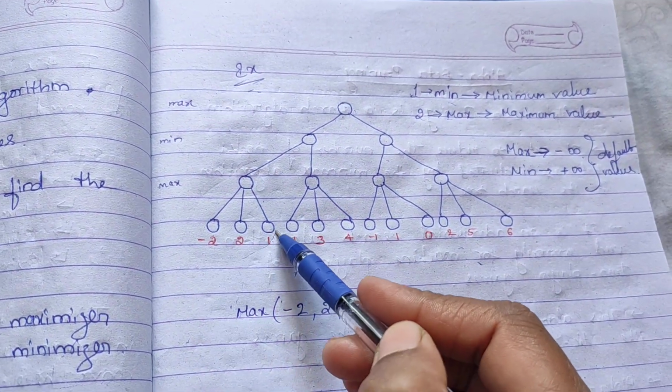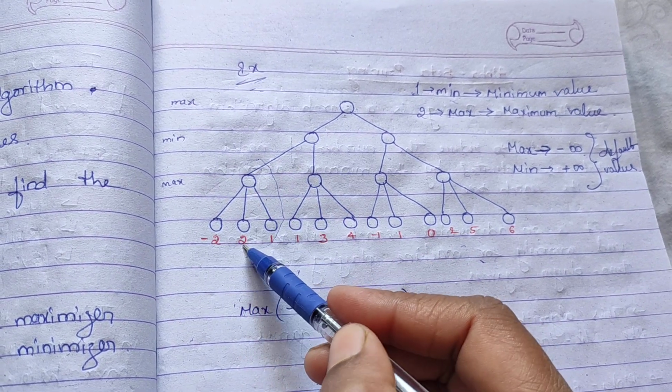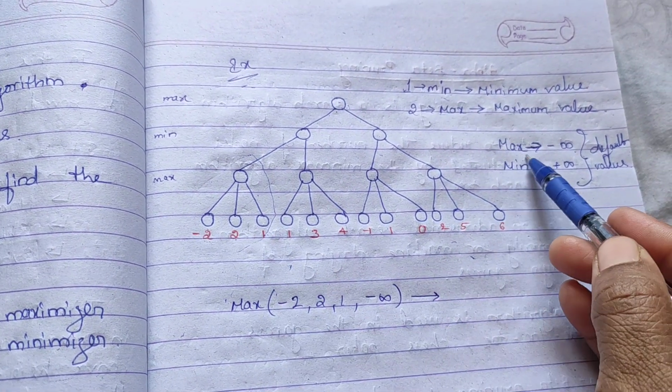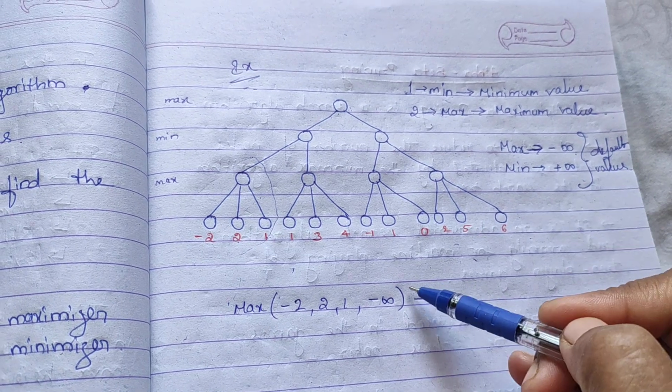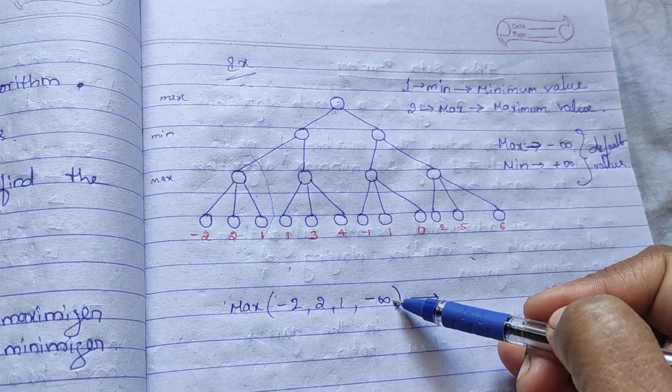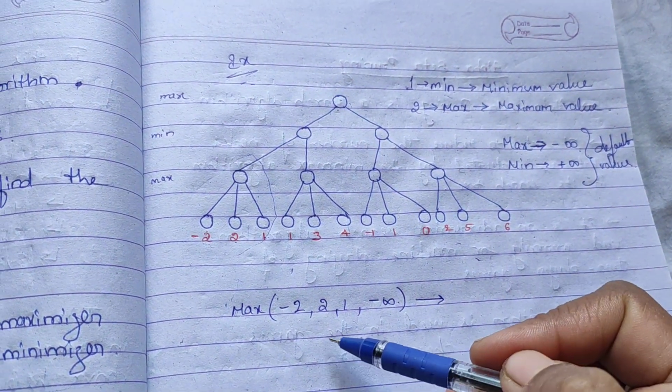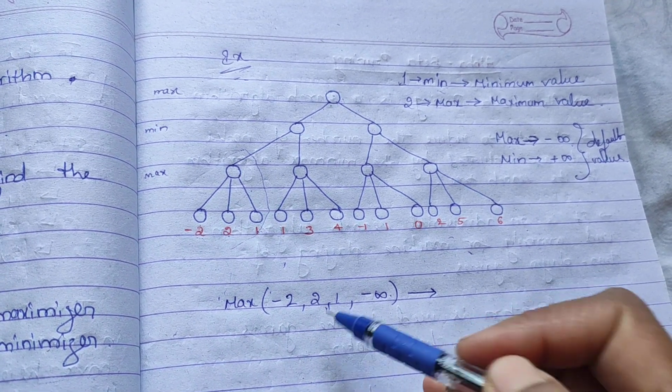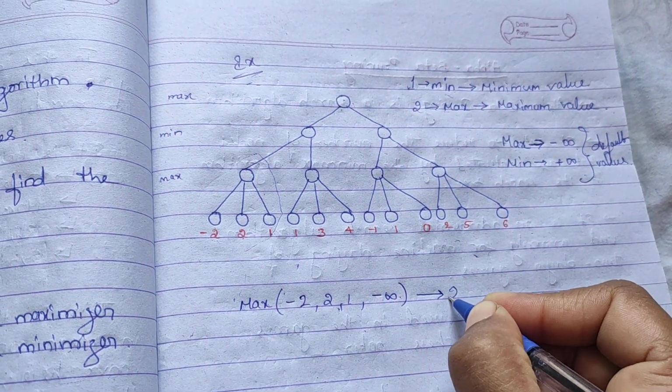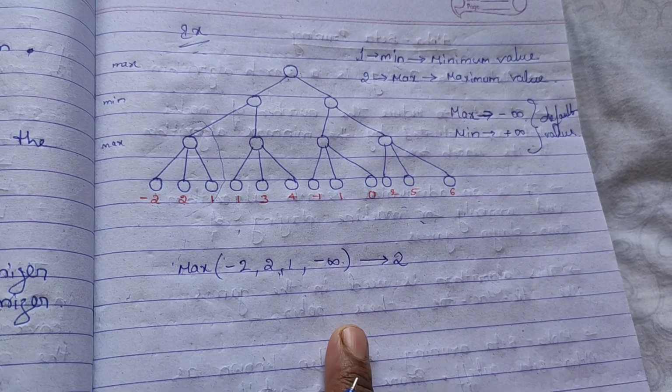Completely for this one: minus 2, 2, 1 and minus infinity also. It is a default value we have to consider. Definitely we have to consider. So which is the highest number? Which is the maximum number here? 2 is the maximum number.